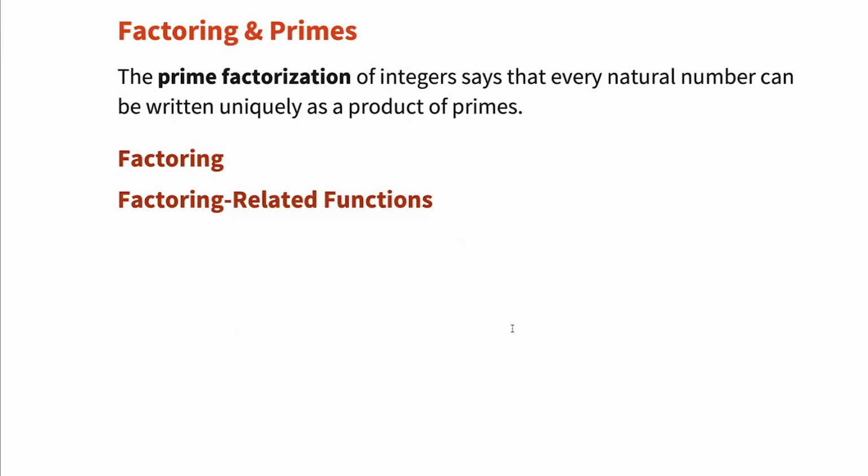Now let's talk about functions about factoring. And the prime factorization is one of the key notions in number theory. It says that every natural number can be written uniquely as a product of primes. And here again, we have two groups, factoring and factoring related functions. So let's start with the functions about factoring.